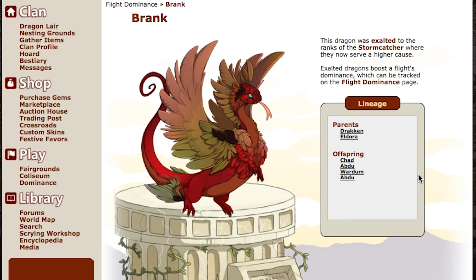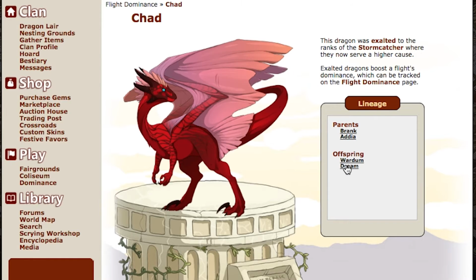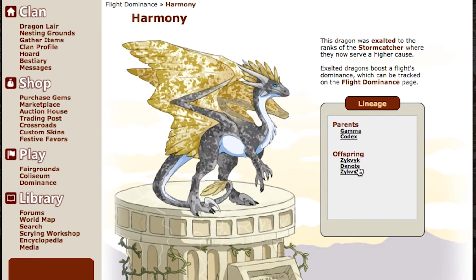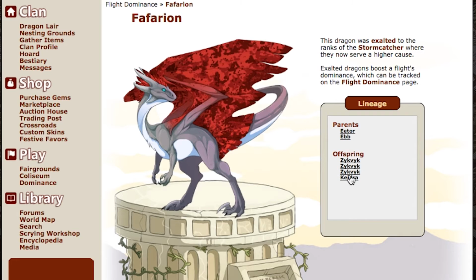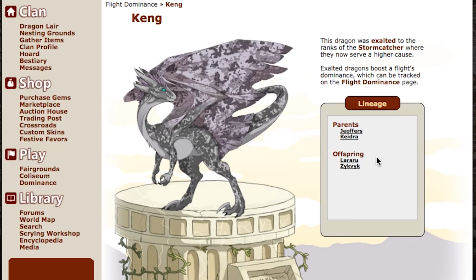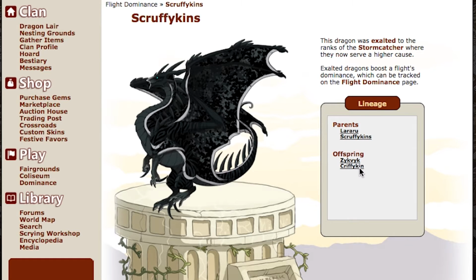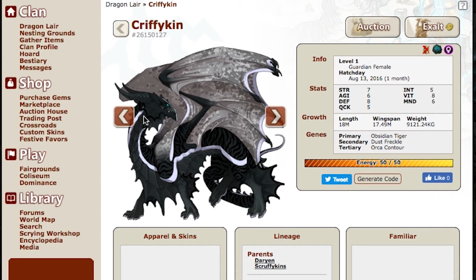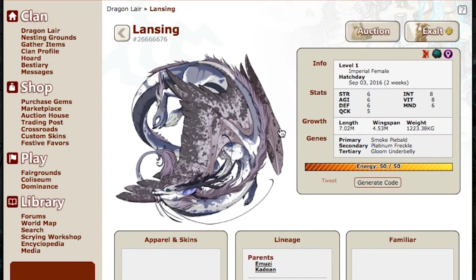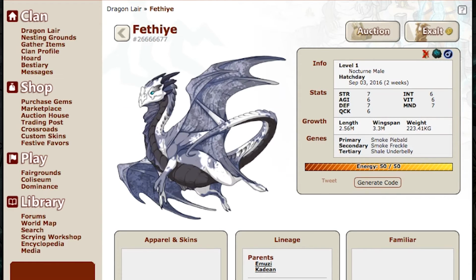They should be dead. If we click on Brink, he only had 1 surviving offspring, and so did his offspring. This pattern continues all the way down to Kedra, but if from her we jump to King, it picks back up. The lineage goes all the way down to Krifikin, a guardian female currently alive in my lair. We also find that Idsun, Lansing, and Fethi are Drakken descendants using this process.